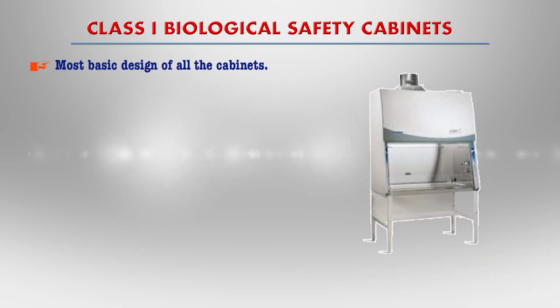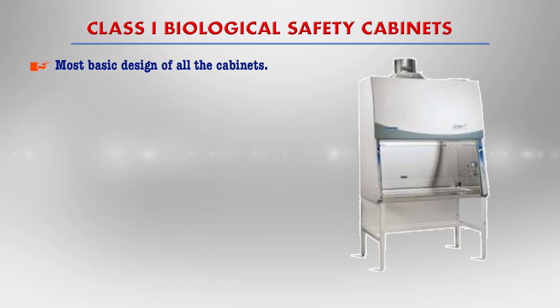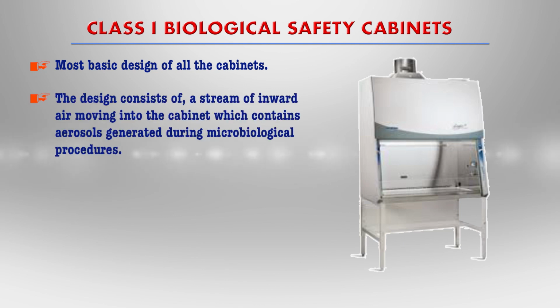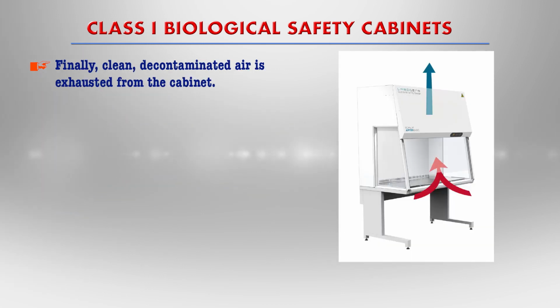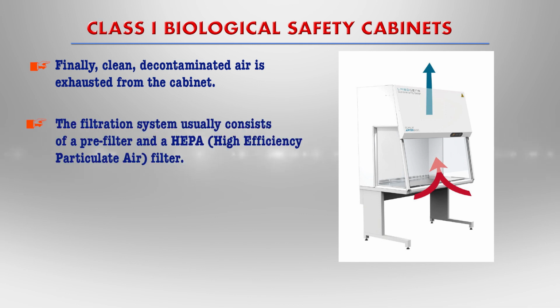Now the class 1 biological safety cabinets, you will find in most of the laboratories, and they are the most basic design of all the cabinets. This consists of a stream of inward air moving into the cabinet, containing aerosols that are generated during the microbiological procedures. This will then pass through a filtration system that will trap all the airborne particles and contaminants. Finally, in this figure you can see how the clean, decontaminated air is exhausted from the cabinet, so hazardous material will not come out. The filtration system consists of a pre-filter and a HEPA. HEPA refers to high efficiency particulate air filters.